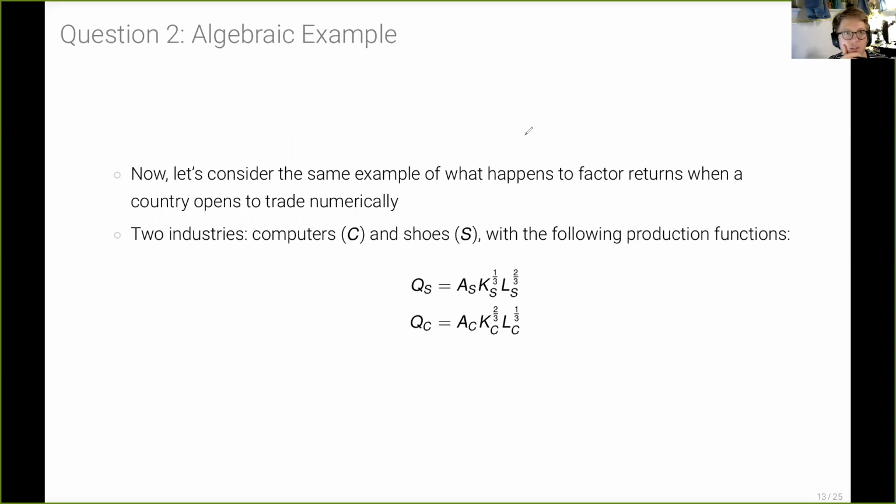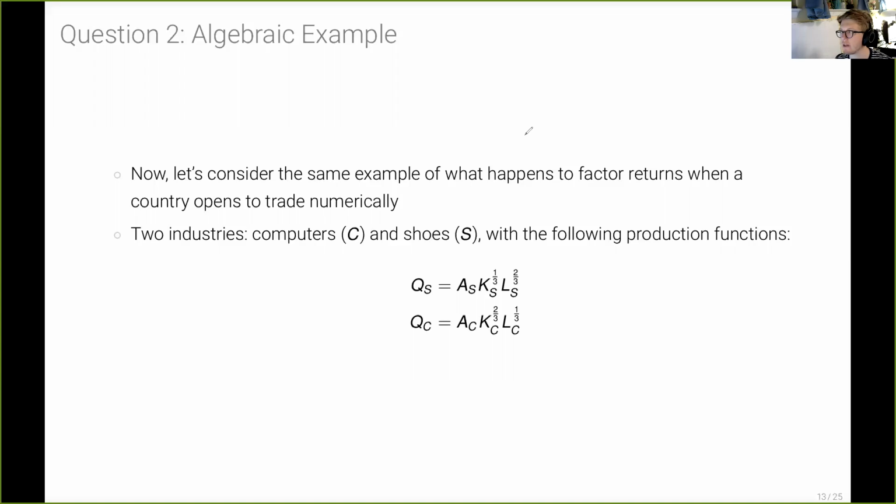Okay, so now let's continue with basically the exact same setup, the same example, but now instead of considering things graphically, let's consider the same example when home specializes. Home is relatively abundant in terms of capital, and the computer industry is capital intensive, and we're going to think of home as opening up to trade.